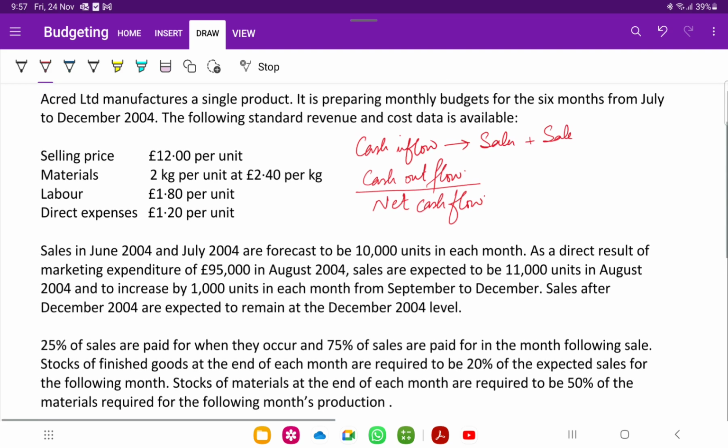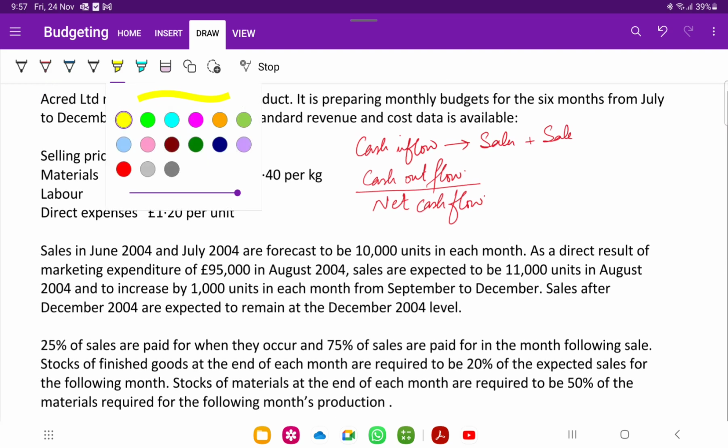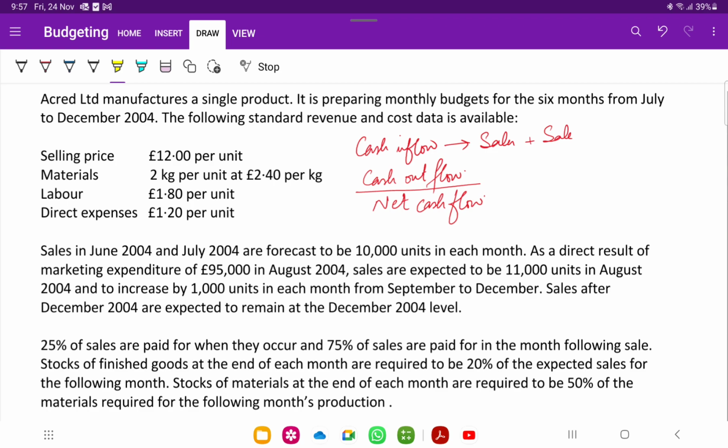Arcrid Limited manufactures a single product. It prepares monthly budgets for the six months from July to December 2004. Now, we will not prepare for July to December. We will prepare for July to September, a three months budget, right? Because if we can prepare cash budgets for three months, obviously we can prepare for six months as well, right?